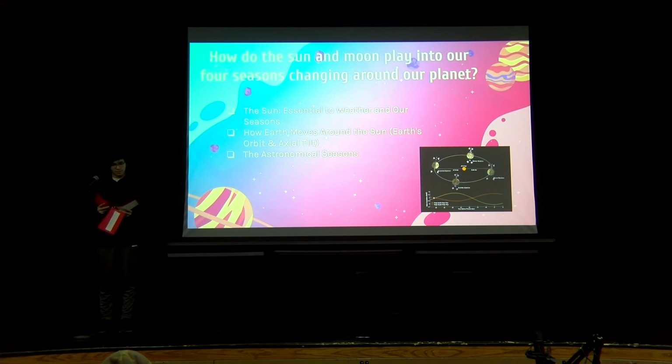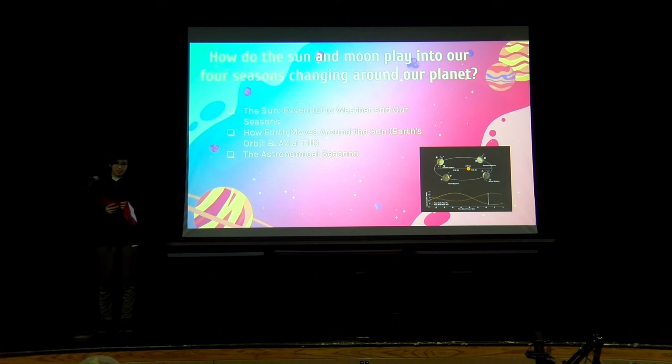How Earth moves around the sun. Our planet orbits the sun in an oval-shaped path. As most know, it takes about 365 days to make a full orbit around the sun. If it wasn't for our Earth's orbit, the same side of our planet would directly face the sun, and the temperatures would stay the same all year round, whether it be cold or hot, depending on what side it would be.